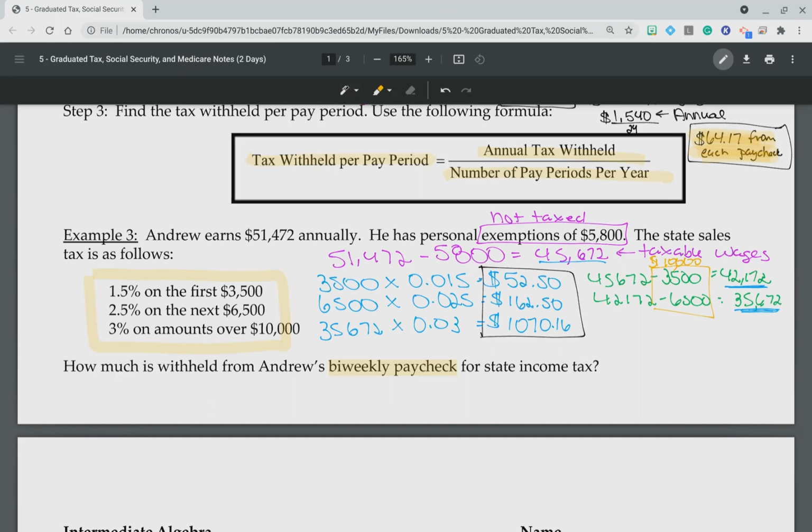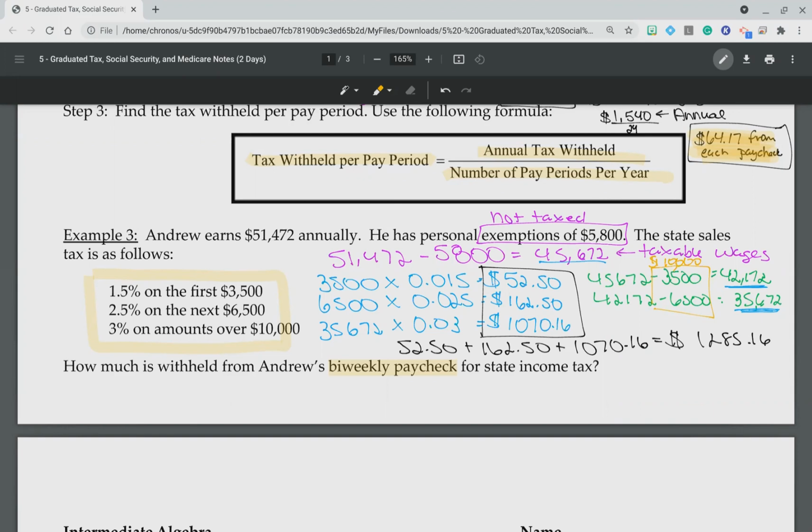So to find my total annual taxes, I'm going to add these together: $52.50 plus $162.50 plus $1,070.16. And I get that my annual tax is $1,285.16.